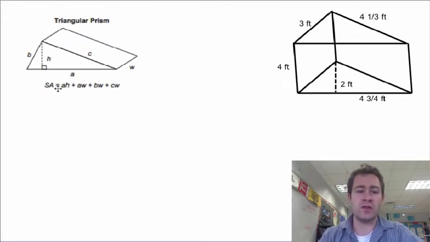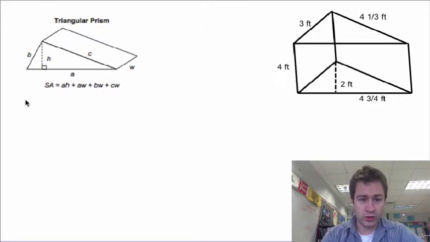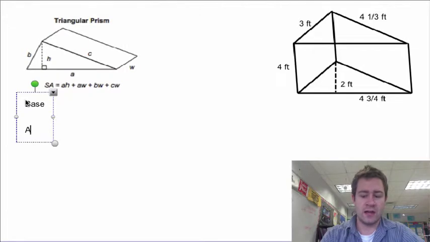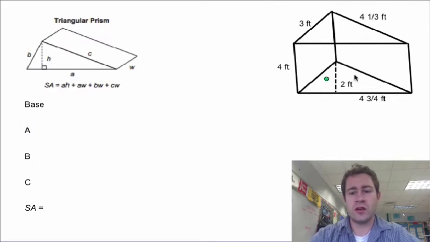What I need to remember is that we need to find our triangular base. We double our triangle, because we have two triangles, and then we figure out the area of each side. Alright, so we're going to do the base, we're going to do side A, B, and C. And to find the area of this triangular prism, we need to think about two things. First, we're going to figure out the area of our base, which is the two triangles put together.